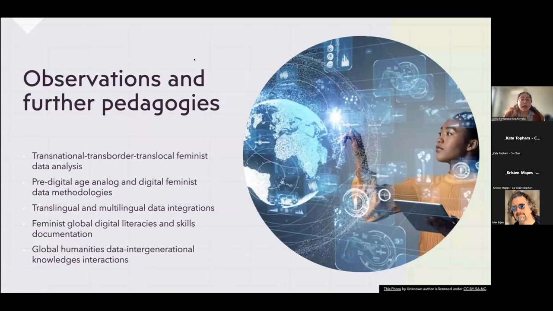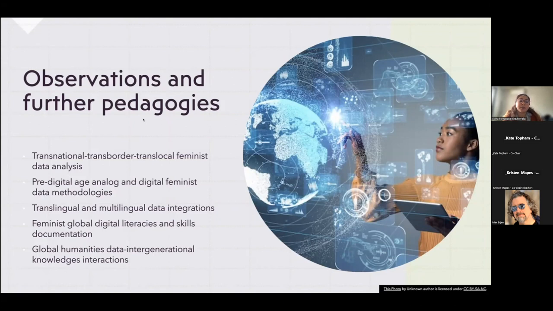Lastly, I would like to mention some of the main observations from this class that require further work. It's the aspect of transnational, transborder, and translocal feminist data analysis. When speaking about this kind of data, there is data that is deposited and produced from a local perspective that is completely different to understanding it from a transnational approach.